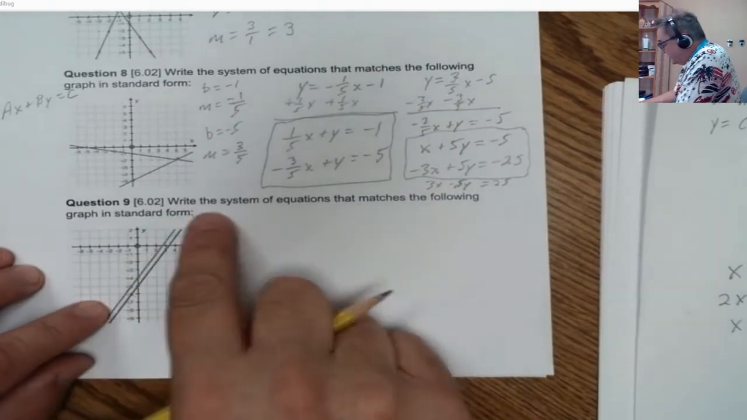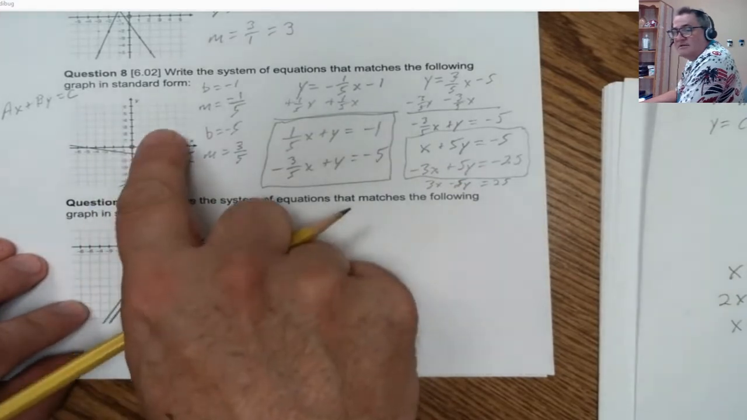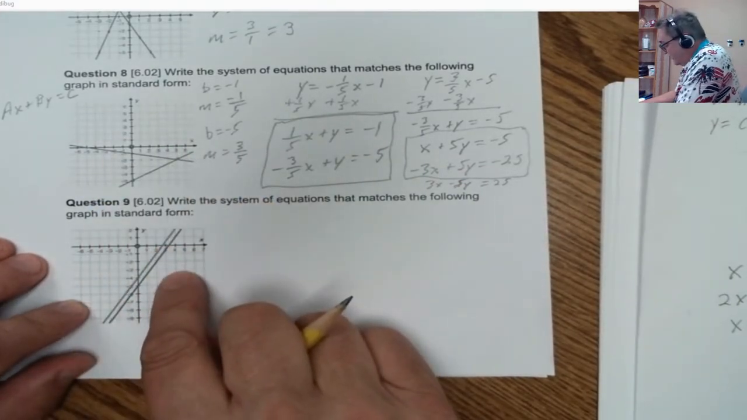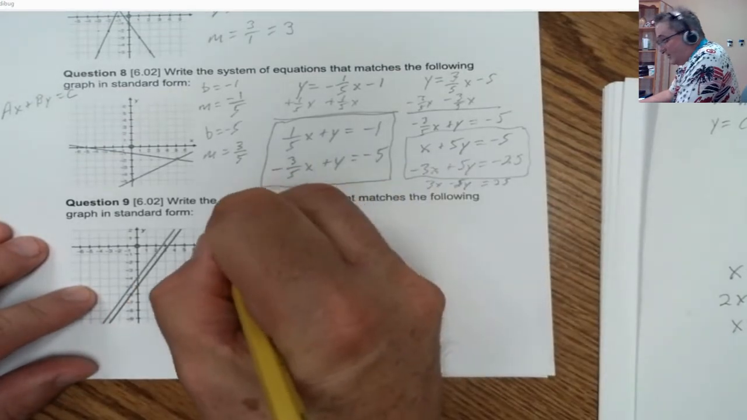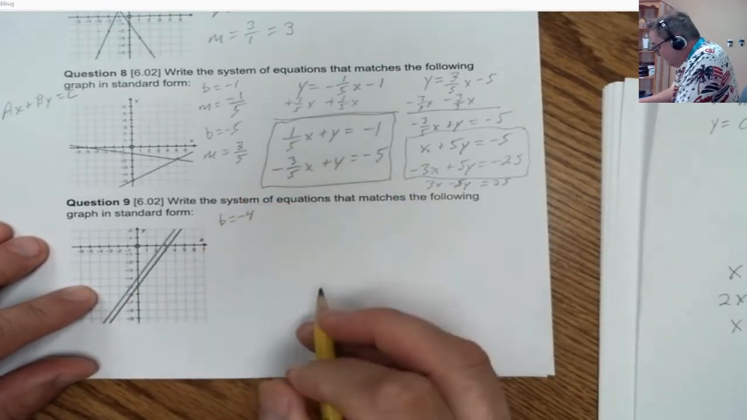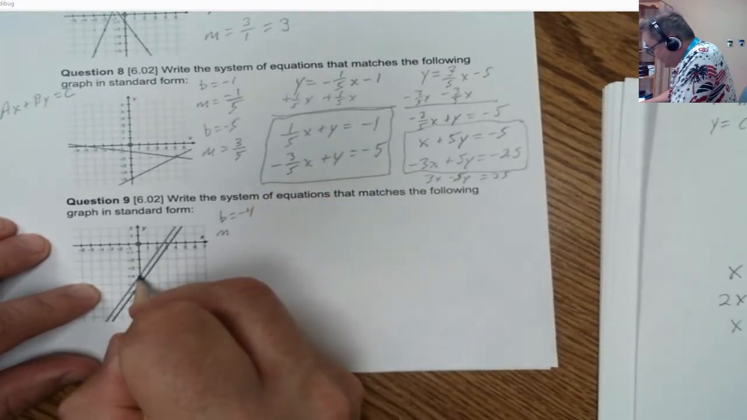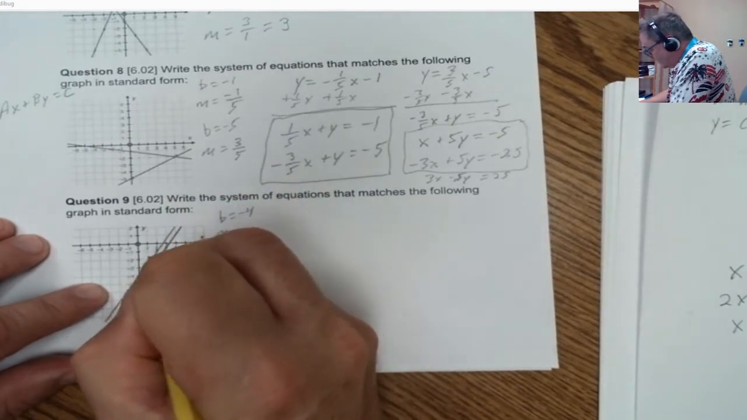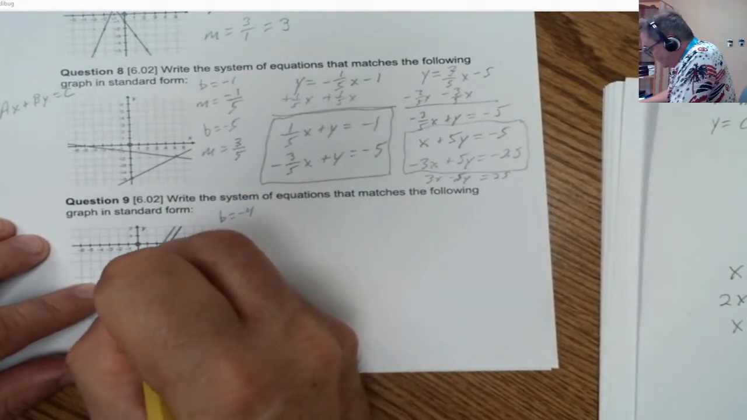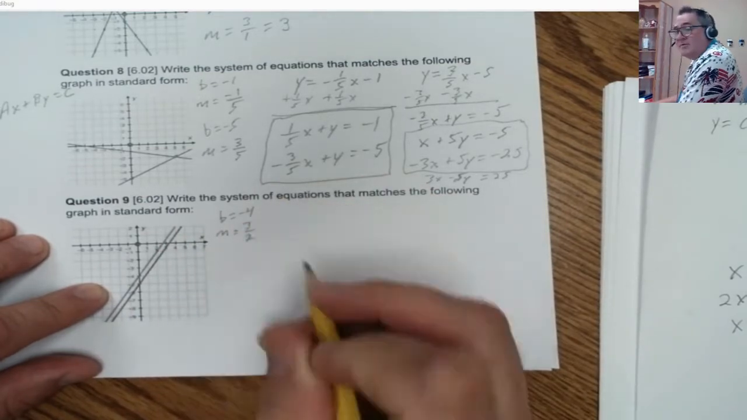Write the system equation that matches the following graph in standard form. So that's like this, but it's standard form. All right, so this has -4 as our y-intercept. And the slope, let's see, the next point it goes through looks like it's right there. So it goes 1, 2, 3, 1, 2. So it's 3 rise, 2 run, slope of 3/2.